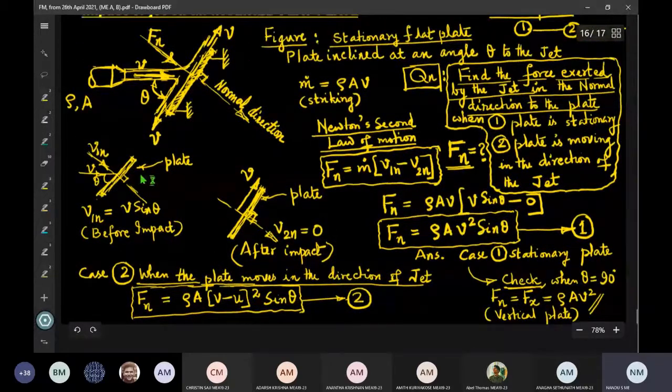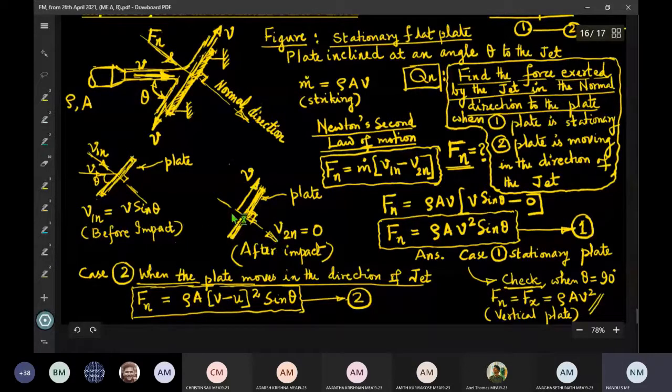See this diagram that illustrates how you have to take V1n. What is V1n? The velocity of the impinging jet in the normal direction. V is the velocity of the incoming jet in the x direction. Resolve V into two components, one normal to the plate and one along the plate. Along the plate it is V cos theta, and normal to the plate it is V sin theta. This is the impinging, incoming jet. So V1n is V sin theta before impact. That's the important thing.